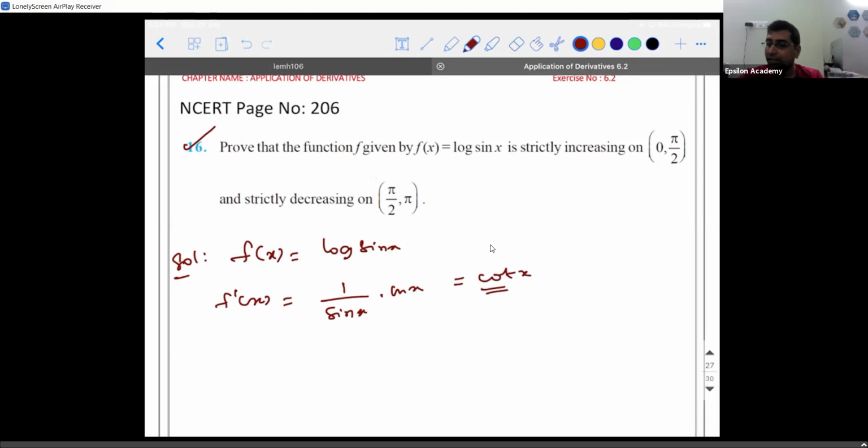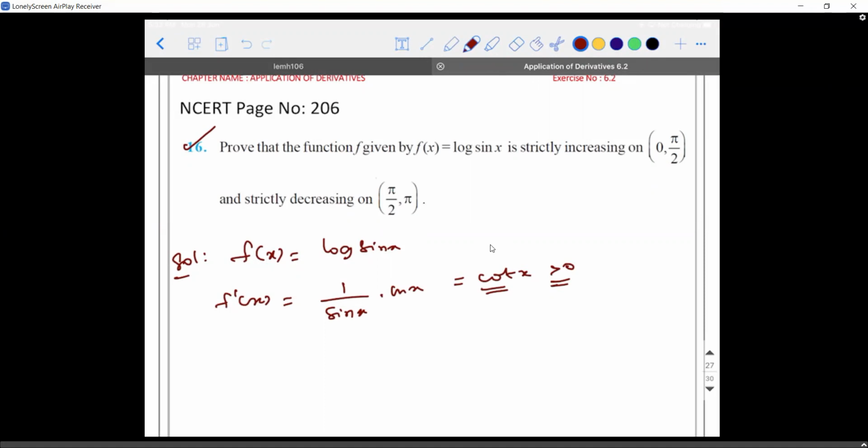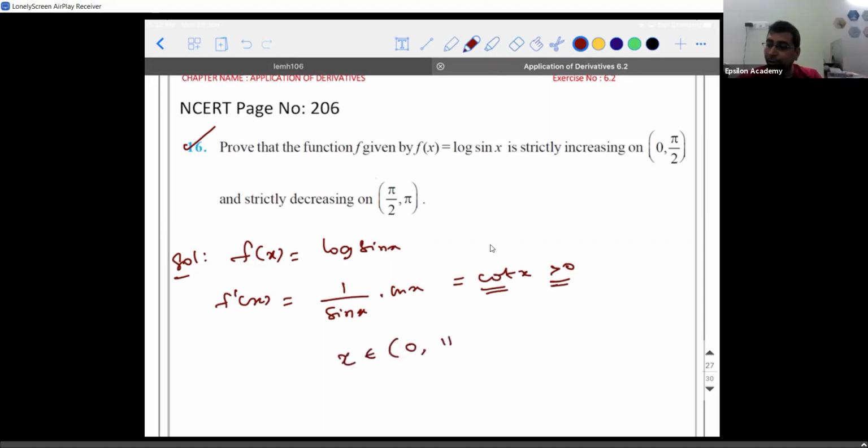Okay. So for it to be strictly increasing, cot x should be greater than 0. 1 by sin x, and the derivative of sin x is cos x. Correct. Cot x is greater than 0. In which quadrant? Sir, first quadrant. First quadrant, obviously. So x belongs to 0 to pi by 2. If I have to be more specific, union pi to 3 pi by 2. That is the third quadrant, where cot is also positive. But here our concern is only between 0 to pi by 2. So I can say between 0 to pi by 2 it is increasing.